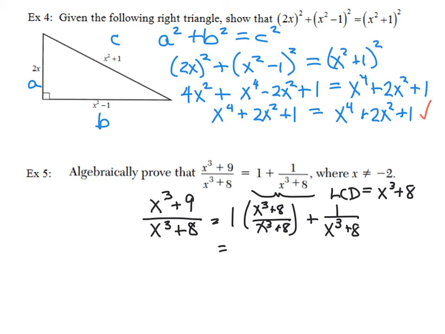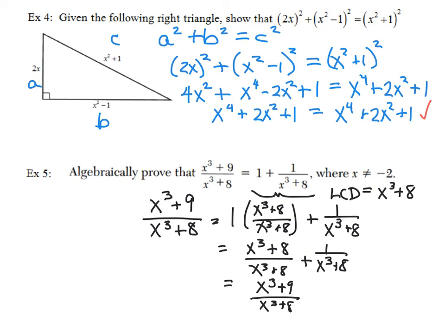Go ahead and multiply on the right side, so I'm getting x cubed plus 8 over x cubed plus 8. Adding on 1 over x cubed plus 8, I do get x cubed plus 9 over x cubed plus 8. And that's exactly what I wanted to have, x cubed plus 9 over x cubed plus 8. Left side matches the right side, so I've proven this identity. So again, to prove algebraically, I have to show that the left side is equal to the right side for all values of x.